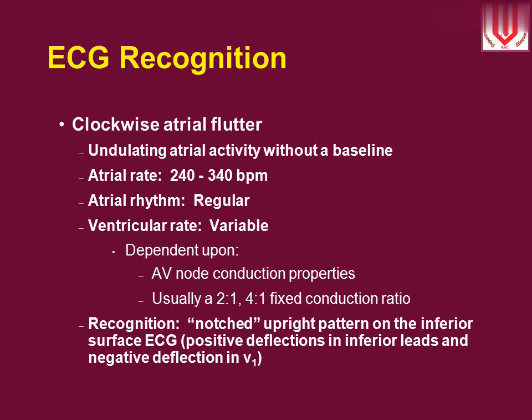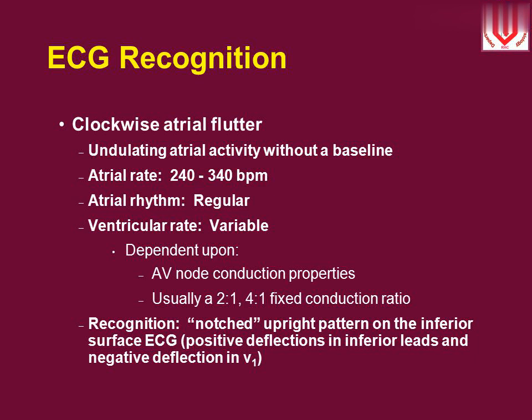ECG recognition, clockwise atrial flutter. Undulating atrial activity without a baseline. Atrial rate, 240 to 340 bpm. Atrial rhythm, regular. Ventricular rate, variable, dependent upon AV node conduction properties. Usually a 2:1 or 4:1 fixed conduction ratio. Recognition: notched upright pattern on the inferior surface ECG, positive deflections in inferior leads and negative deflection in V1.